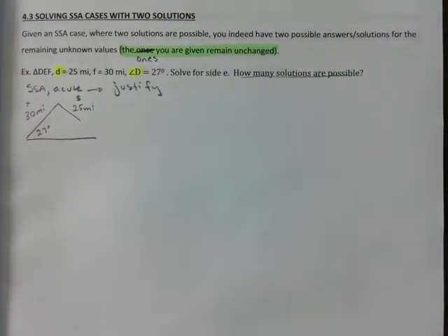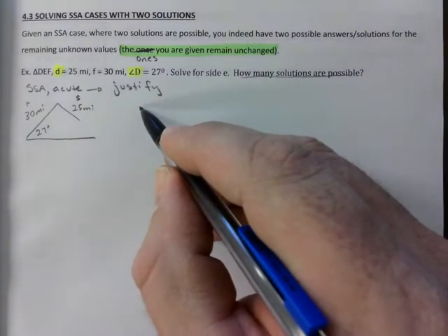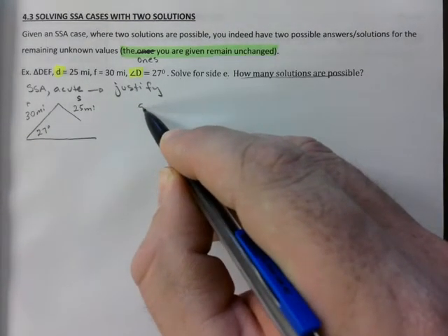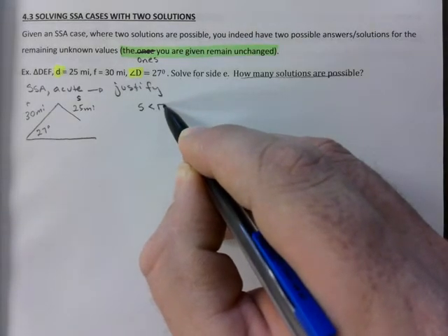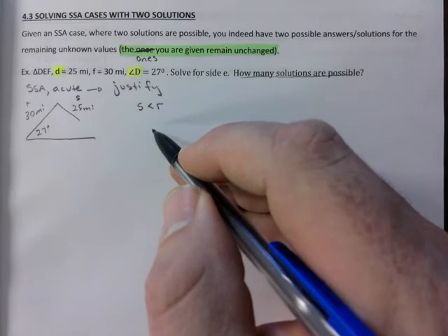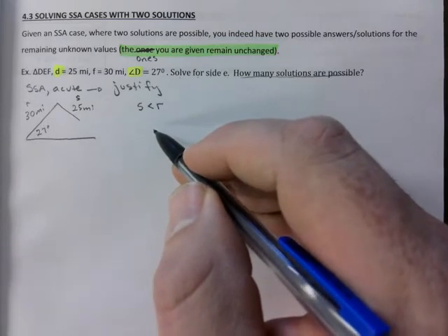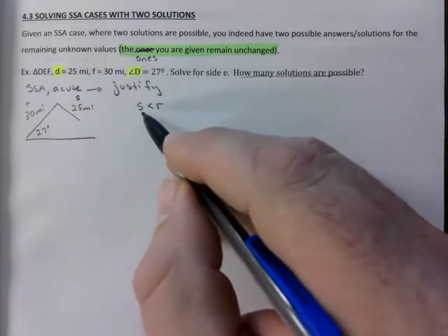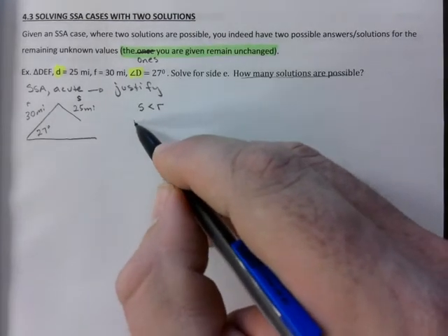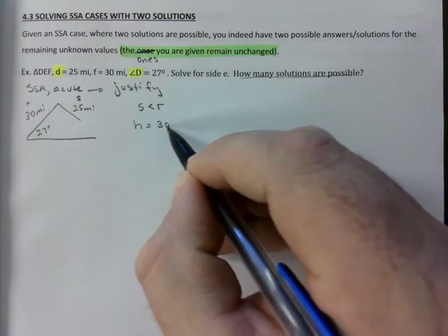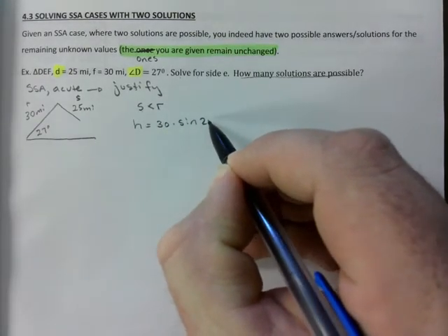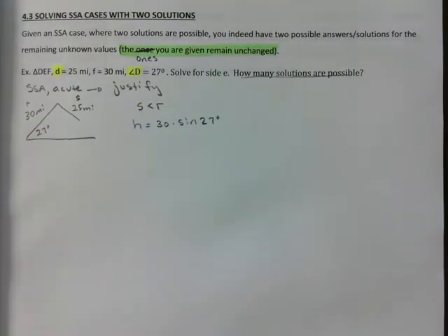Rod and string. So right away, you can tell that the string is shorter than the rod. If it's greater than the rod, then no big deal. You're done. Only one solution, right? But string is shorter than rod, so we need to find the height. And so that's 30 times sine of 27. I'm writing this a little smaller because I want the rest of the space to actually solve.